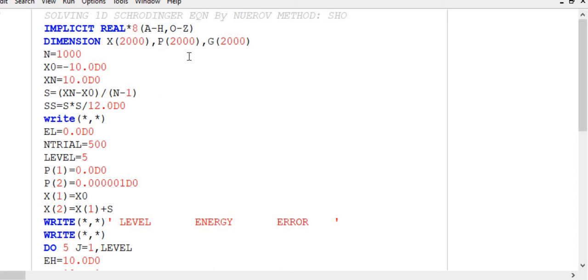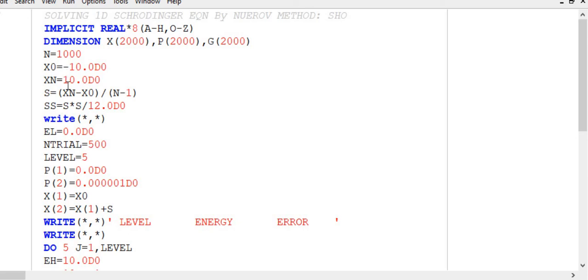So I have used some array x for the grid points. The P array stands for the wave function psi, and G as we have defined, 2V minus 2E. And all the inputs are given directly. N is slightly higher, 1000. It's not needed that much.